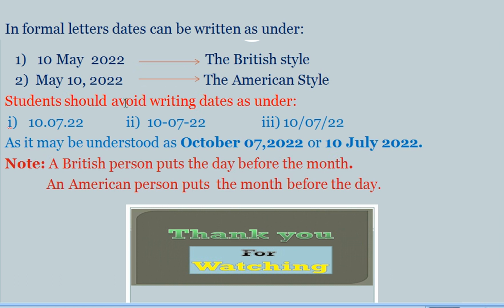Students should avoid writing dates as under 1, 2, 3, as it may be understood as October 7, 2022 or 10 July 2022. A British person puts the day before the month. Here it is day, month, and year. It is the British style.